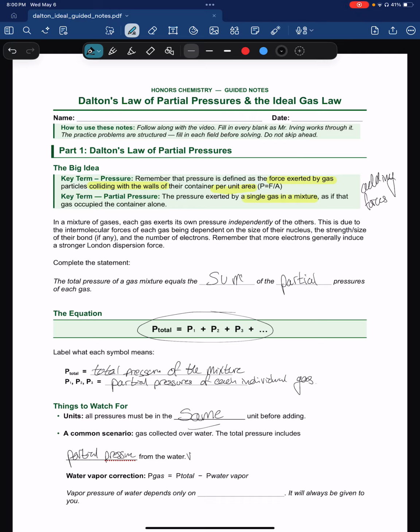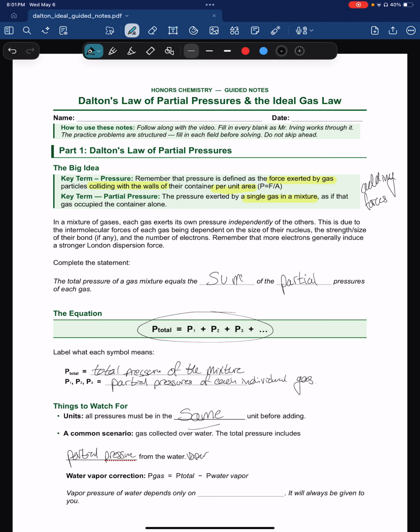Explicitly, it's going to be the water vapor. And so the way that we have to correct for that is to get the pressure of just the gas, we have to take the total pressure and subtract the pressure of water vapor. So you subtract the water vapor pressure to isolate the gas that you care about.